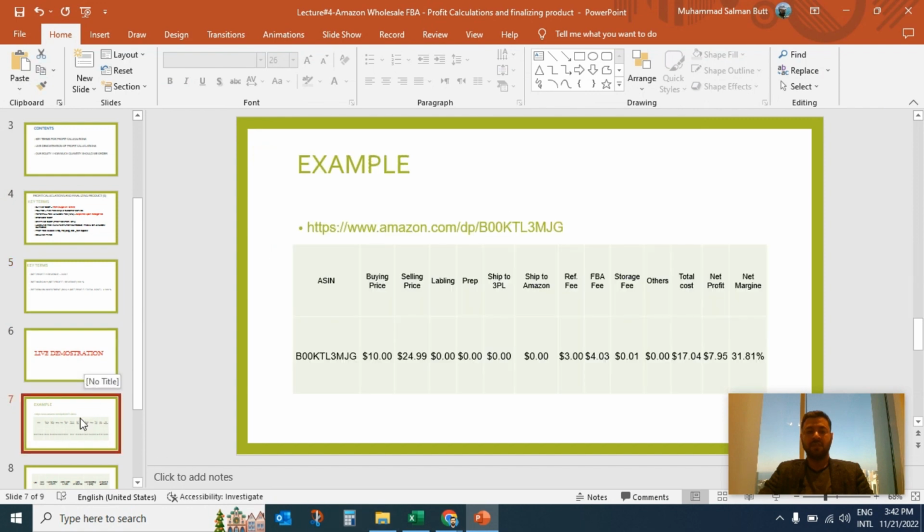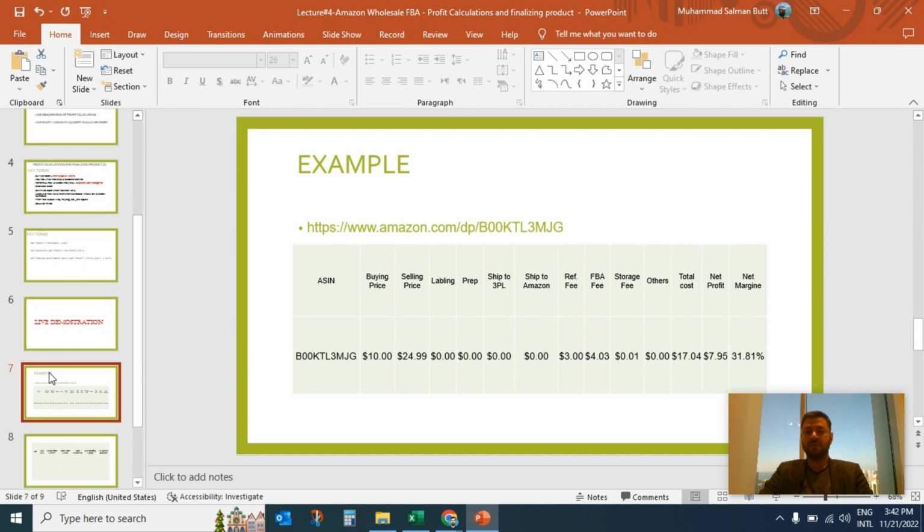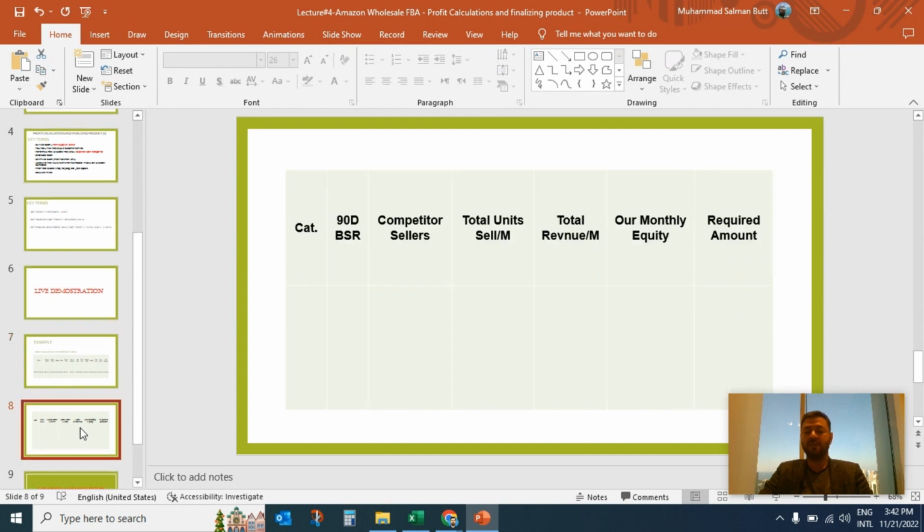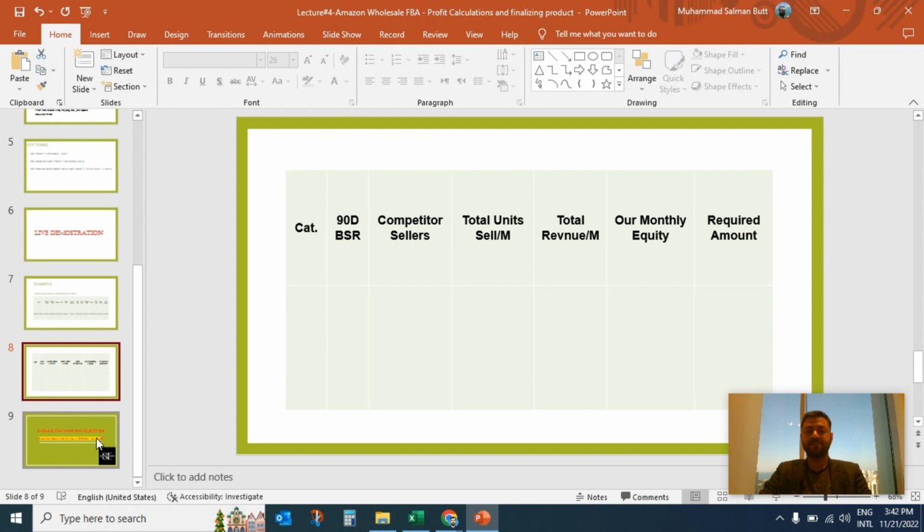So in this session we have seen how to calculate the profit, how to calculate ROI, and how to calculate the estimated quantity which we should be sending to Amazon FBA.